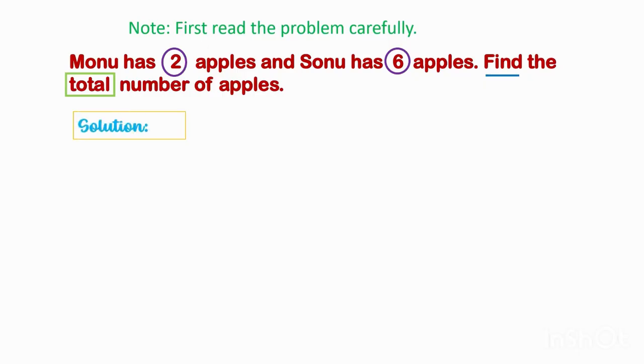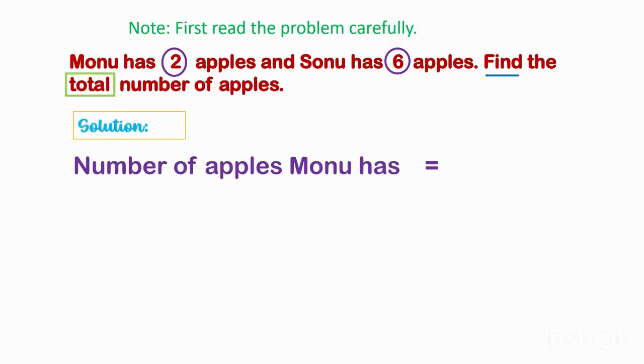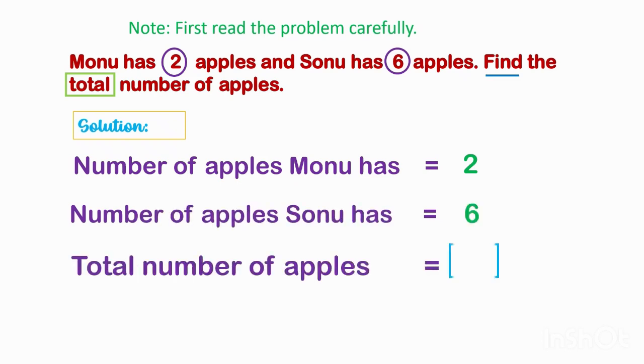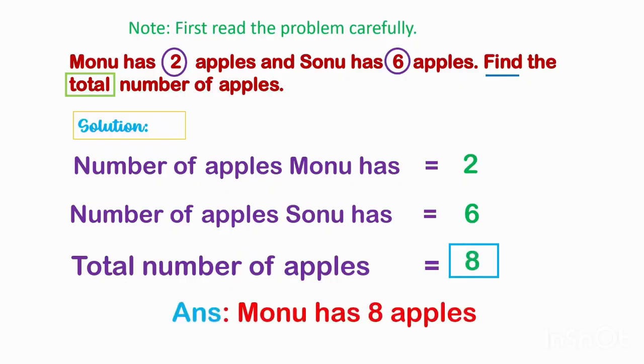For the solution, we are going to write the statement. Number of apples Monu has, that is 2. And number of apples Sonu has, that is 6. Total number of apples together is 8. So Monu and Sonu have 8 apples.